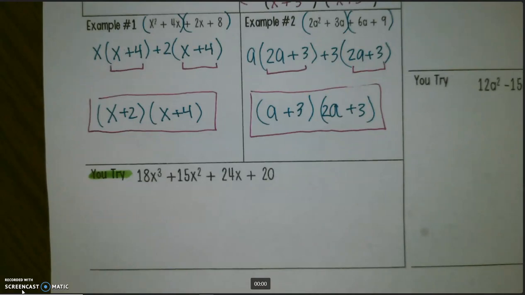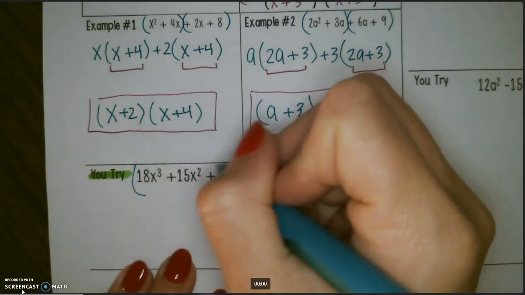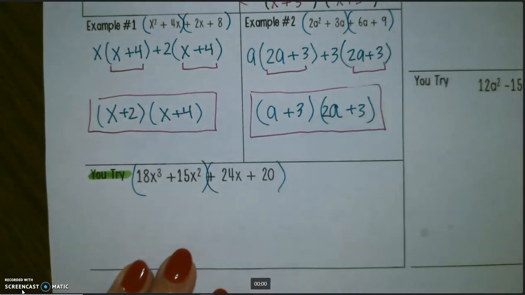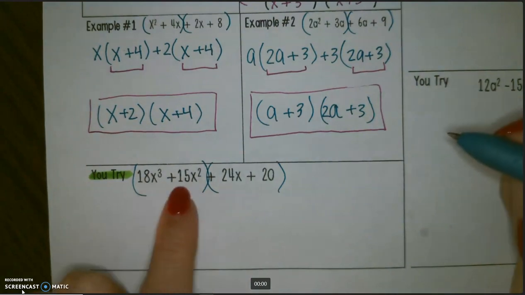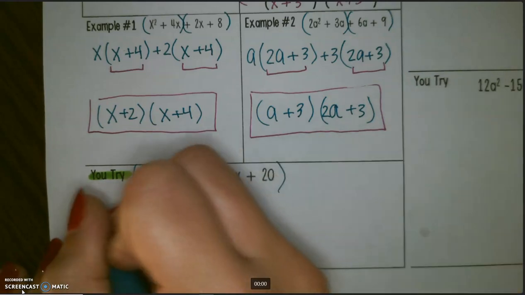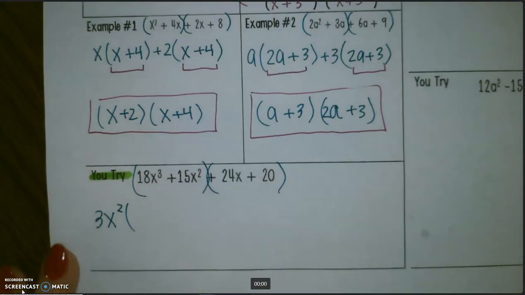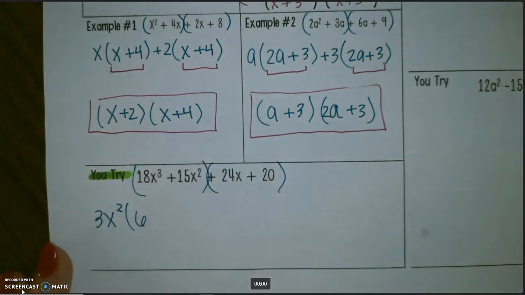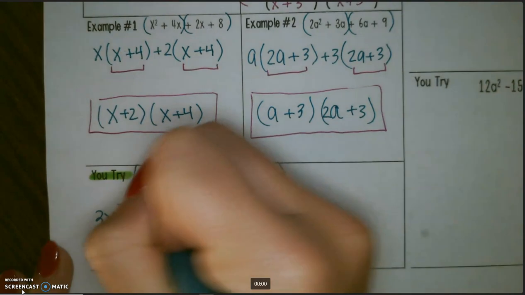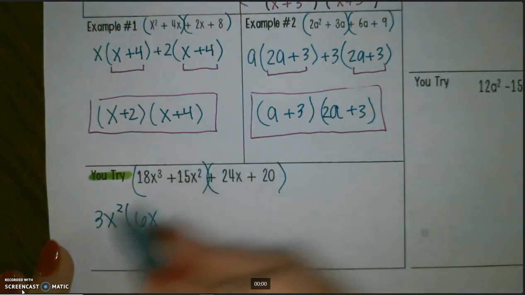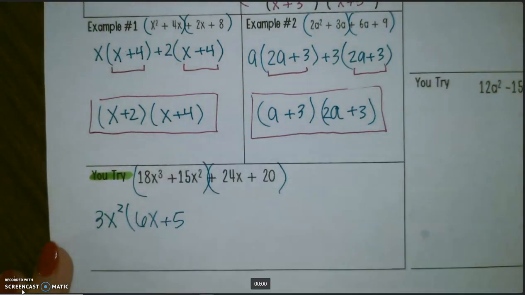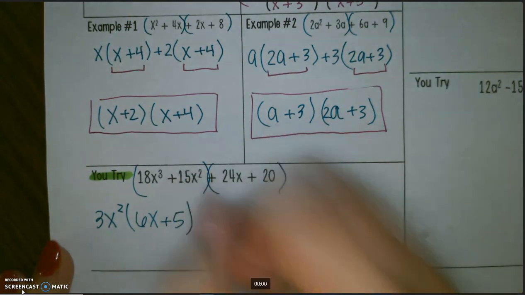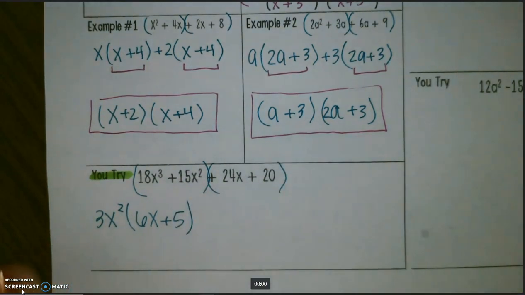All right, now that you have tried this problem, let's go ahead and work through it together. I'm going to group the first two terms, group my last two terms. Looks like these are both divisible by 3 and also by x squared. So I'm going to take a 3x squared out. Okay, 18 divided by 3 is going to leave us with 6. If I took 2 of the x's out, I'm only left with a single x. 15 divided by 3 is going to leave us with 5. And if I took x squared out, there's no x's left in that grouping.